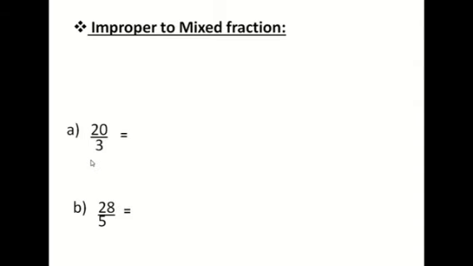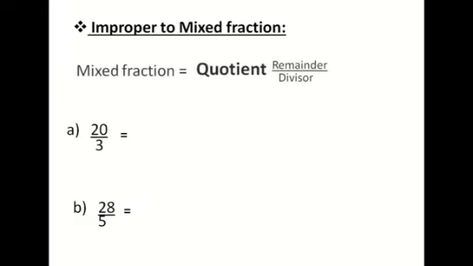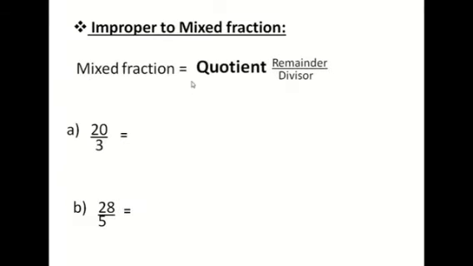So what you have to do? You have to divide this numerator by this denominator. Then we have to write it in the form of a mixed fraction. Look at here how to write. When you divide, you will get a quotient, you will get a remainder, and the divisor is the denominator only. Yes? So let's do the first sum.